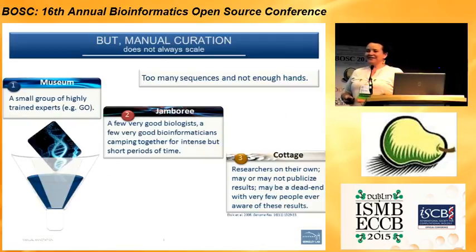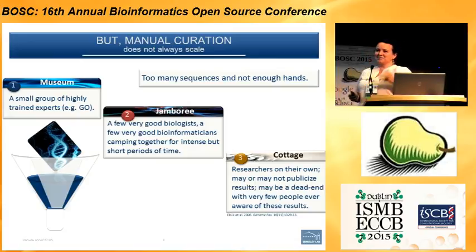But it doesn't always scale. We've had many models throughout the years. We remember the models like the Gene Ontology Consortium does, where a very small number of very highly trained experts are in charge of the curation and the editing. And then we've gone through models in which we find very good bioinformaticians and very good biologists in small numbers that get together for long periods of time with very little sleep to curate a lot of genes.